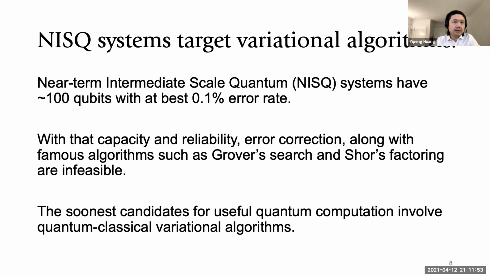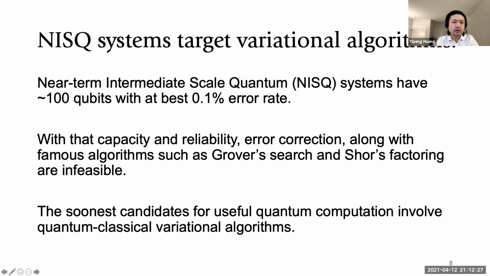And with the existing capacity and reliability of those quantum systems, some of the important and famous algorithms, such as Grover's algorithm and Shor's algorithm, are not going to be feasible to run on prototype systems in the nearest future. And so instead of those algorithms, which would solve problems like factoring and search, near-term algorithms are going to involve some kind of interaction between classical computers and quantum computers using this class of algorithms that are called variational algorithms.